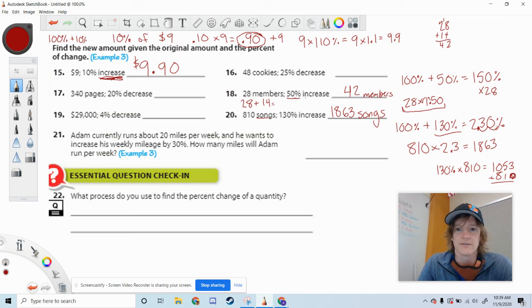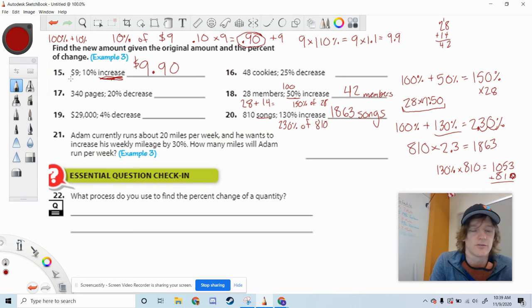If it's an increase, if it's a percent increase, well, we're going to start with 100% and add this extra percent. So this is 150% of 28. And this one, if we're doing a 130% increase, so this will be 230% of 810. And this first one we did was 110% of 9. So if we're increasing, oh, actually, look, number 21 is also an increase. So let's do that one too.